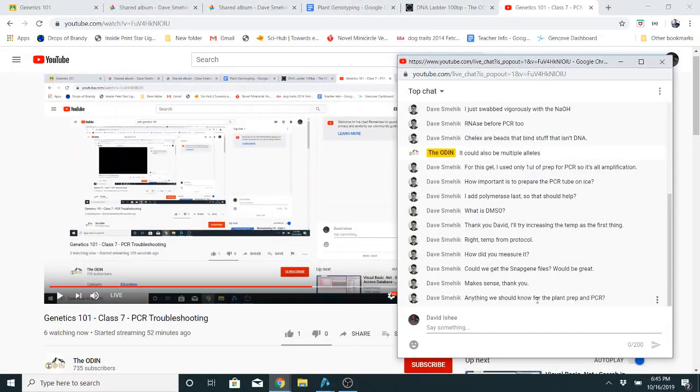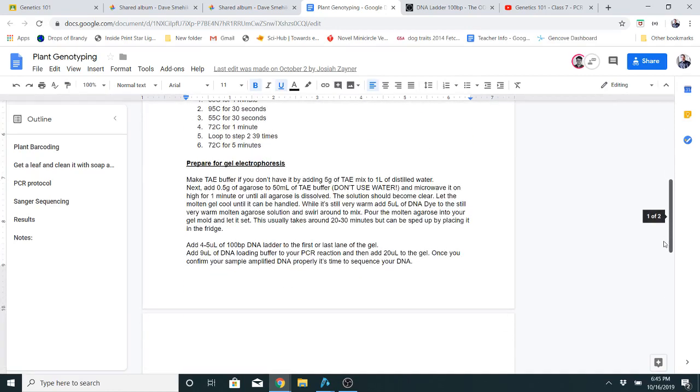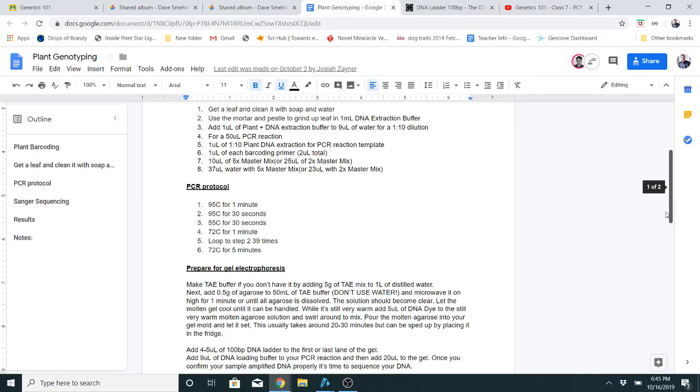Hold on, is there anything we should know for the plant prep and PCR? The only thing is just look at the new protocol. It's been updated, so there's a new DNA extraction buffer that has some detergents added to it, and then use mortar and pestle to grind up the leaf, and so on. Follow the new protocol, which solves some of the problems with the old one, and give that one a shot.